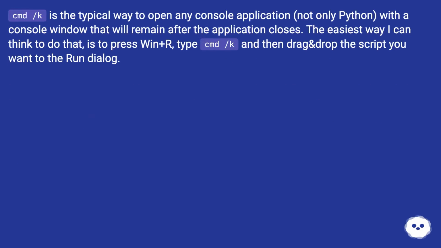CMD /K is the typical way to open any console application, not only Python, with a console window that will remain after the application closes. The easiest way I can think to do that is to press Win+R, type CMD /K and then drag and drop the script you want to the Run dialog.